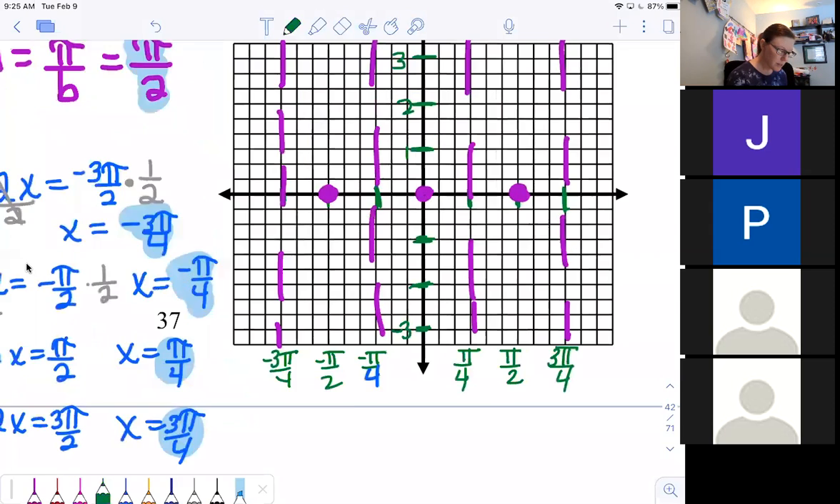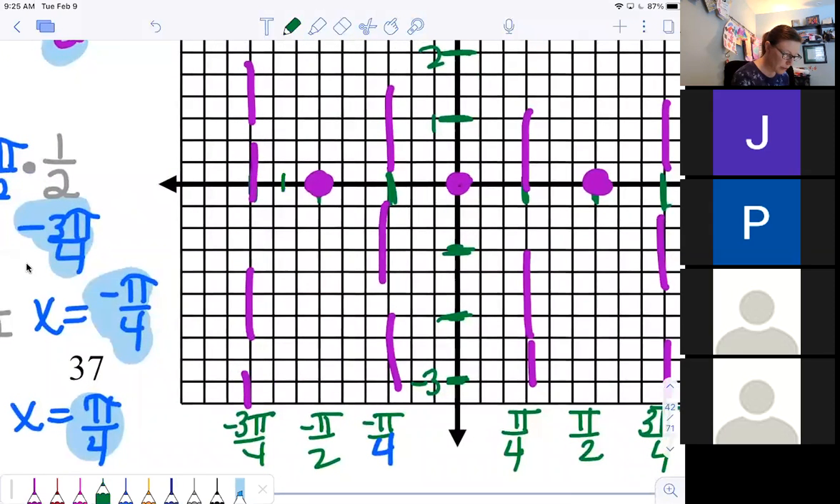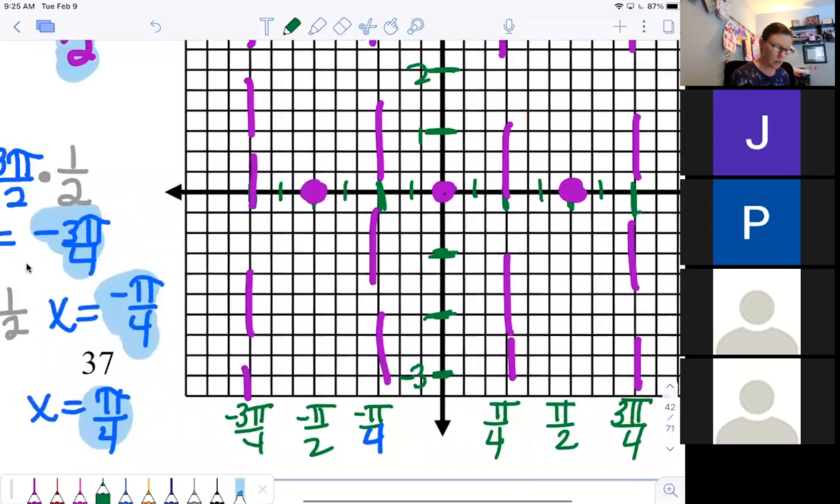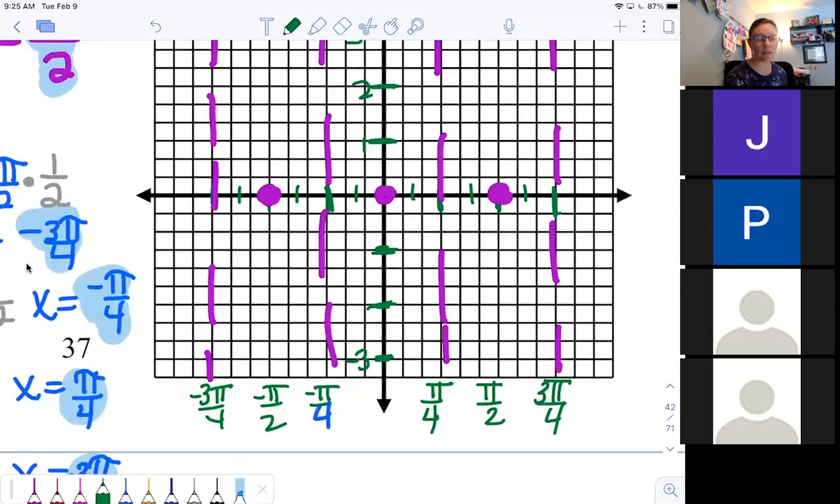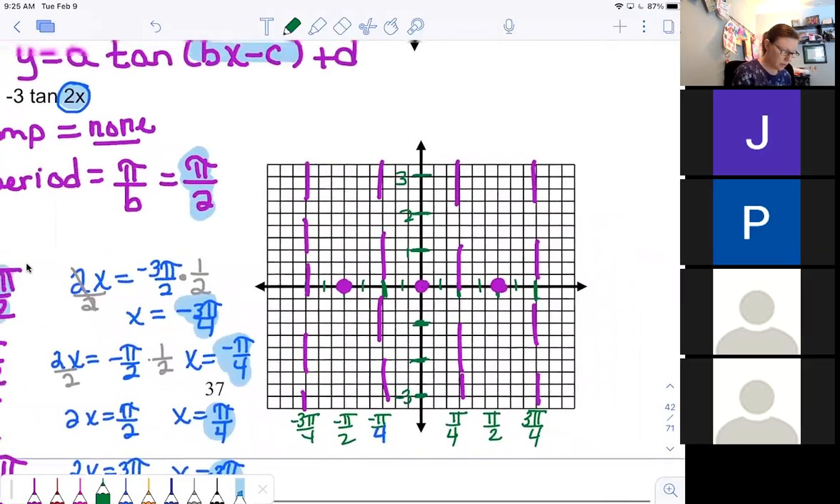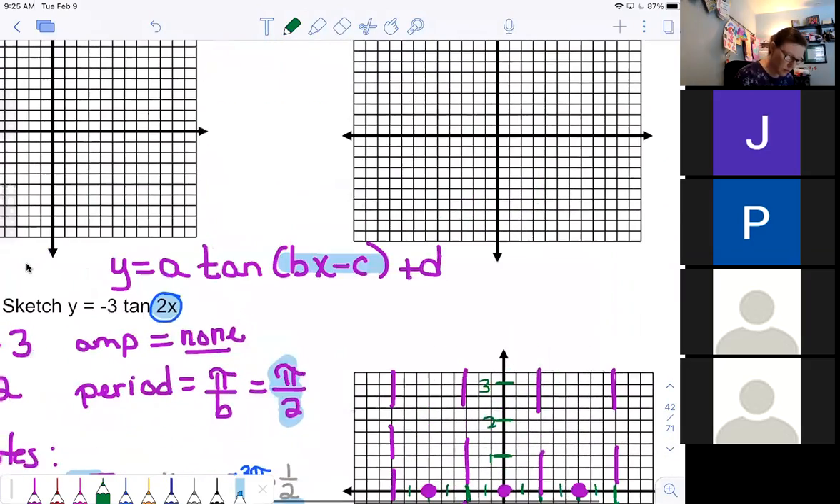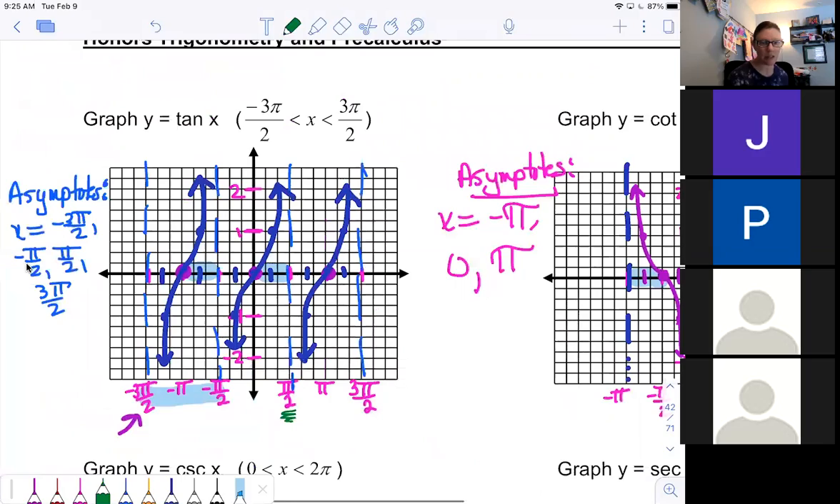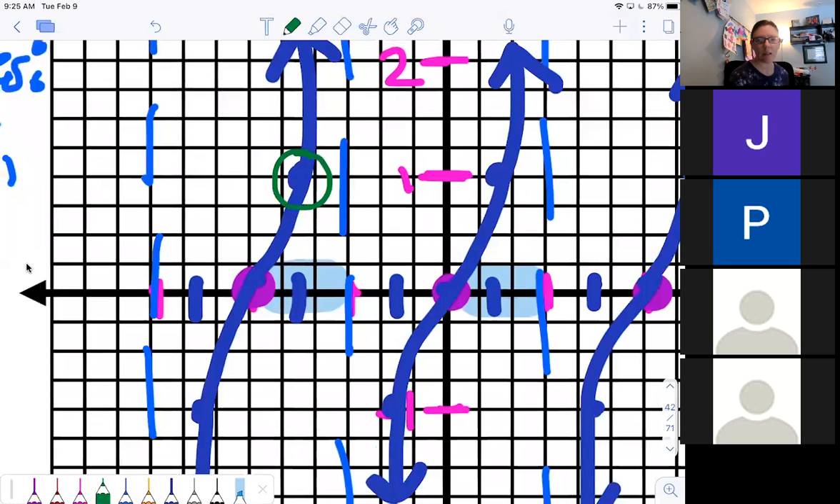And then the last thing, we're going to go directly in the middle of the intercept and the asymptote. And we are going to graph one more point to the left and to the right of the intercept. That point corresponds with the fact that tangent at any pi over 4 value is 1 or negative 1.